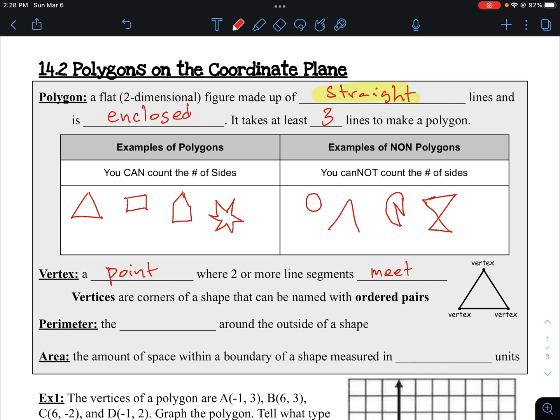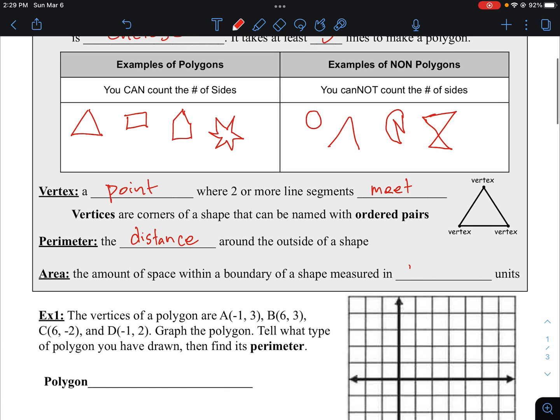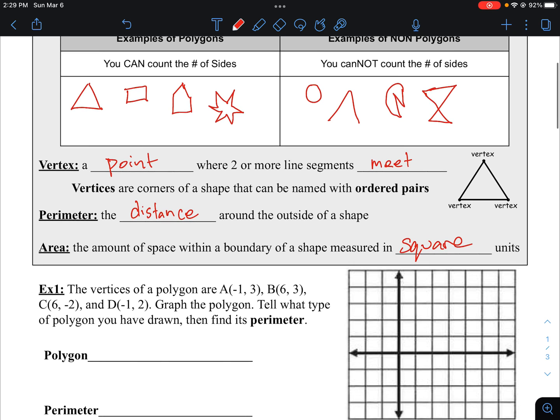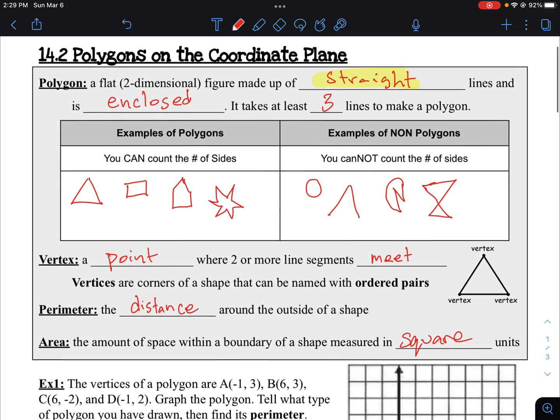The perimeter is the distance or the length around the outside. The distance around the outside of the shape, so that is the outside, and the area is the amount of space within a boundary of the shape, measured in what kind of units? Square units. Square units. So we are going to work with some polygons on a coordinate plane.